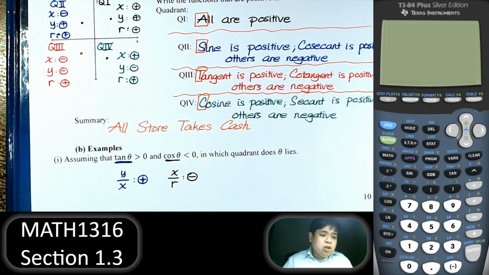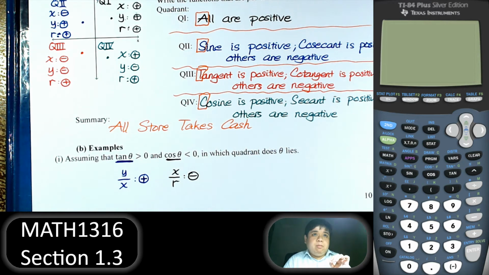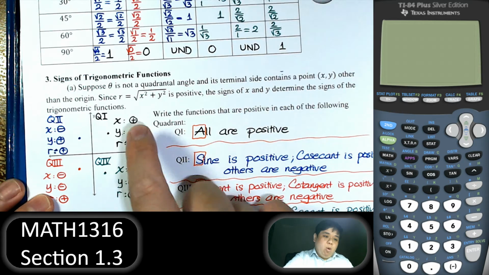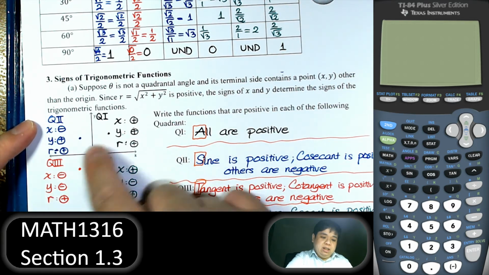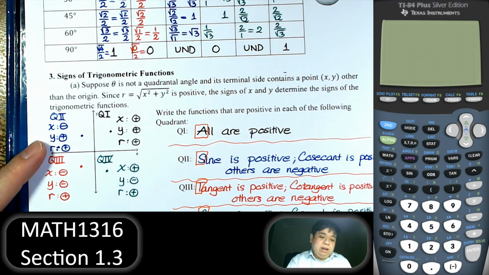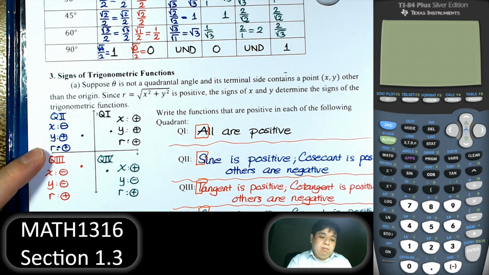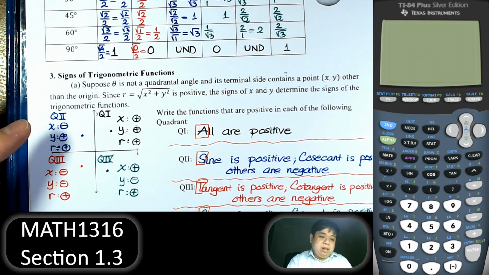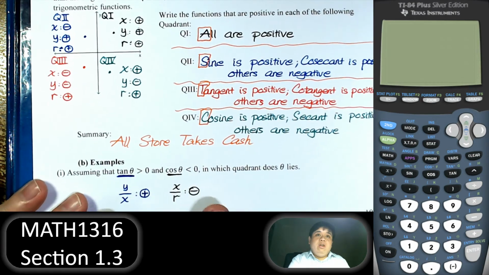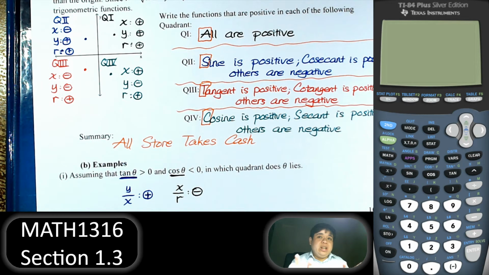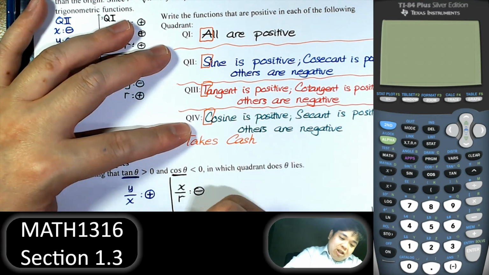So, first of all, y over x is positive. What does that mean? It means that y and x have to have the same sign, so both of them are positive or both negative. That's quadrants 1 and 3 here. And then cosine is negative, meaning that x has to be negative. Because when we look at this, sine, cosine, secant, cosecant are easier. For tangent and cotangent, both of them could be positive or both of them can be negative.